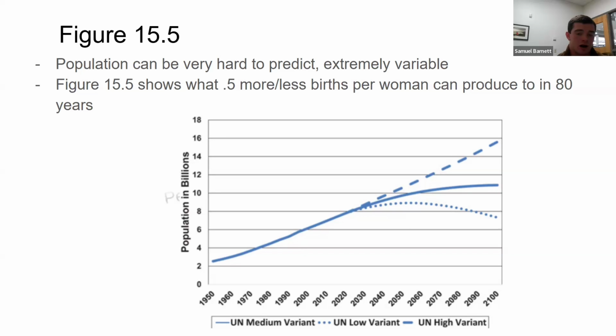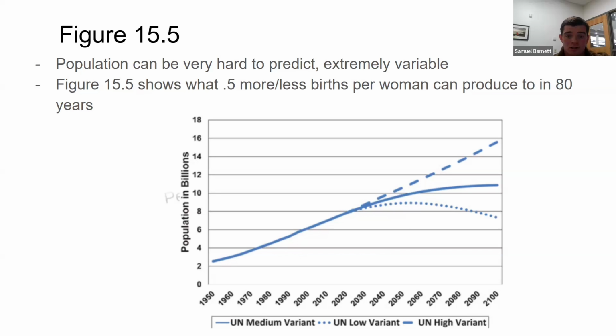Right here, we have figure 15.5. This is just a figure that shows the estimated population in the world up to 2100. The middle cohort here uses the estimated fertility rate across the world. The high variant is 0.5 births above the estimate, and the low estimate is 0.5 births below the estimate. So as we can see here, this graph varies quite a lot. From the predicted fertility rate, we'll grow to about 11 million people in 2100, versus in the high variant, we could grow up to 16 million people.